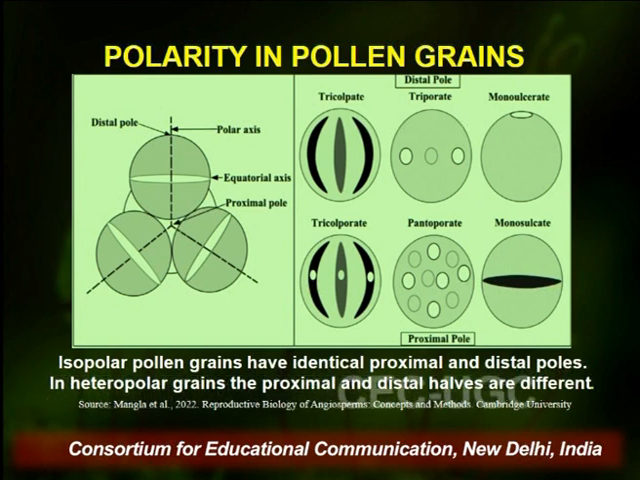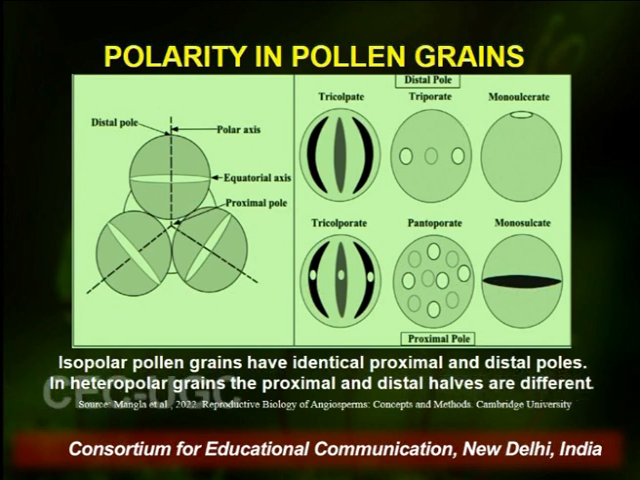There are two types of pollen grains based on the polarity. These are isopolar and heteropolar. In isopolar pollen grains, both the proximal and the distal poles are the same, whereas in heteropolar pollen grains, the proximal and the distal halves are different.